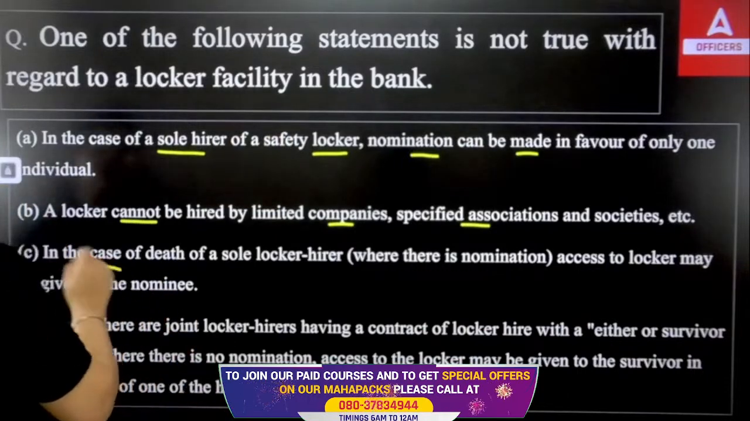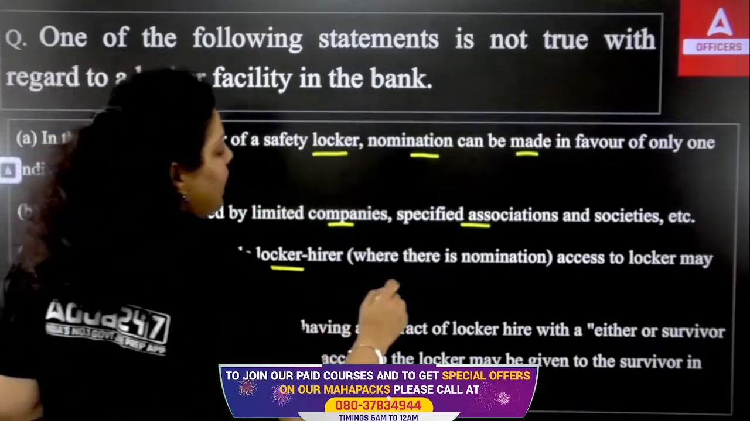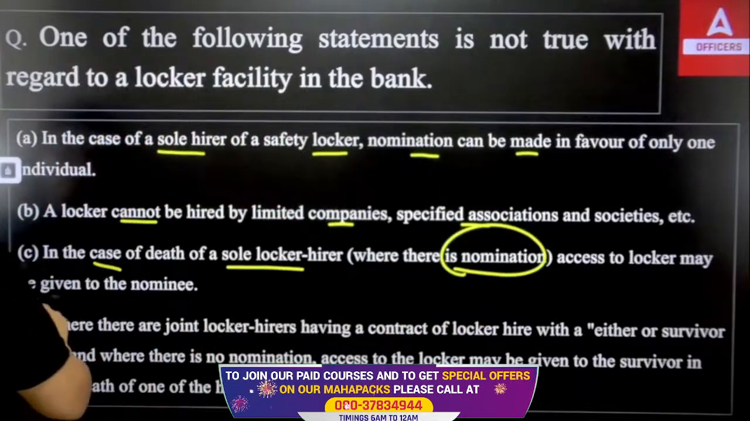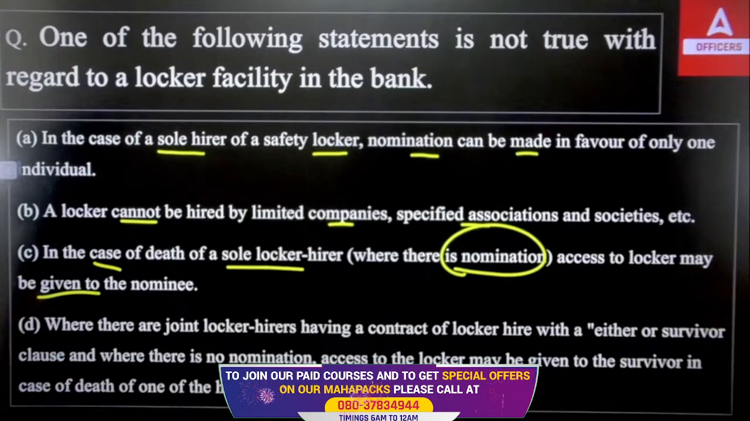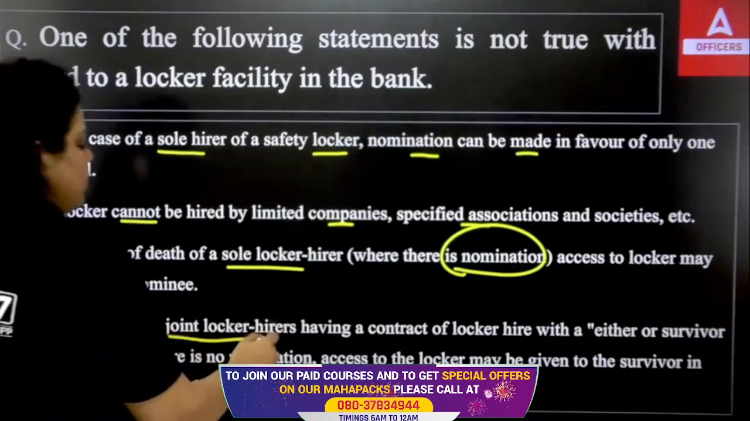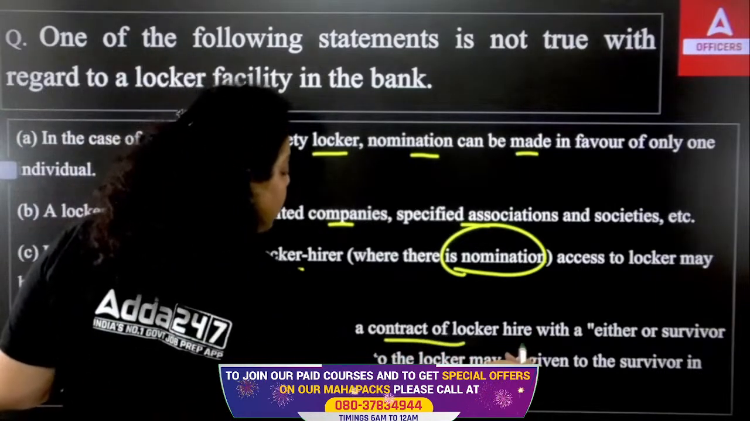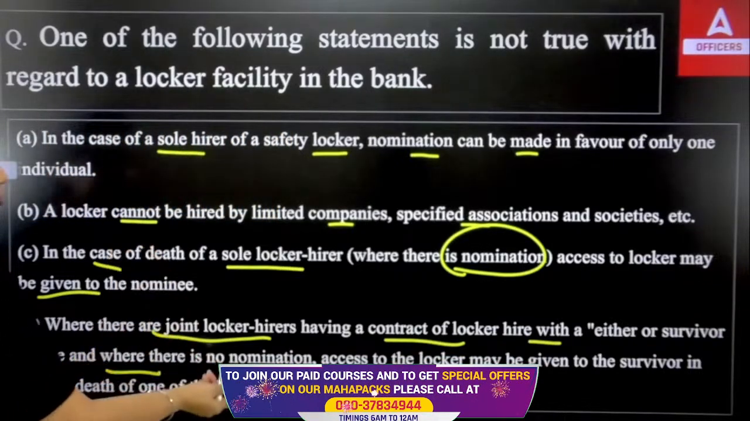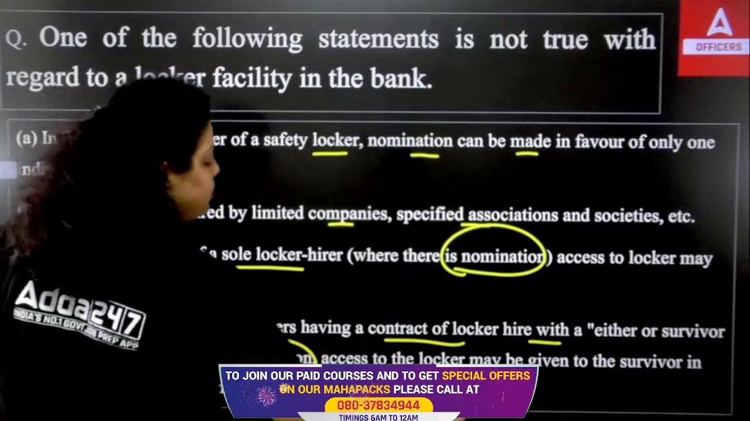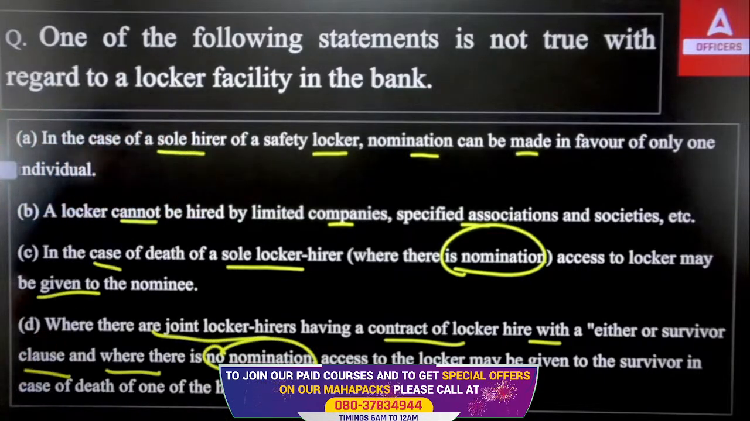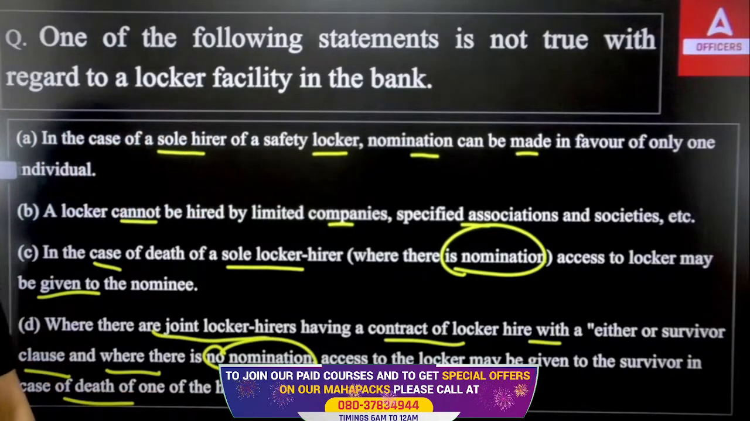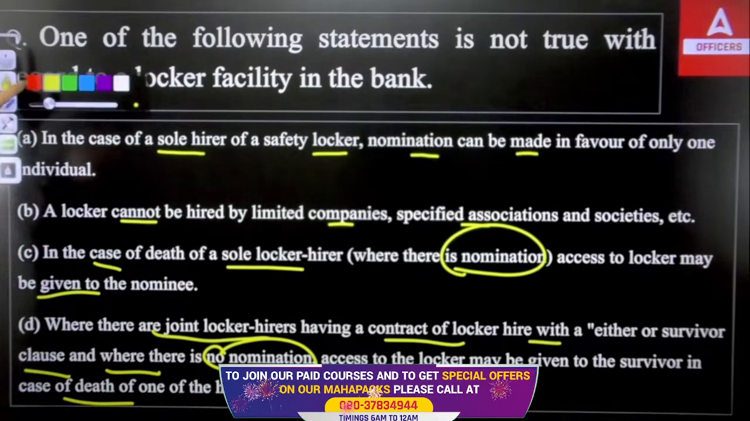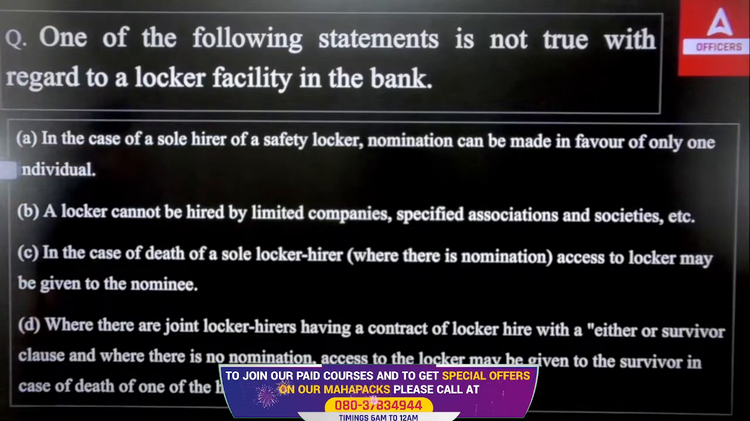Third, in the case of death of a sole locker hirer where there is nomination, access to the locker may be given to the nominee. The fourth, when there are joint locker hirers having a contract of locker hire with an either or survivor clause where there is no nomination, access to the locker may be given to the survivor in case of death of one of the hirers. So what do you think, which of the following statements is not true with regard to the locker facility in the bank?